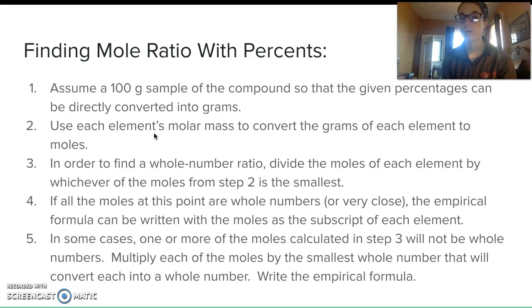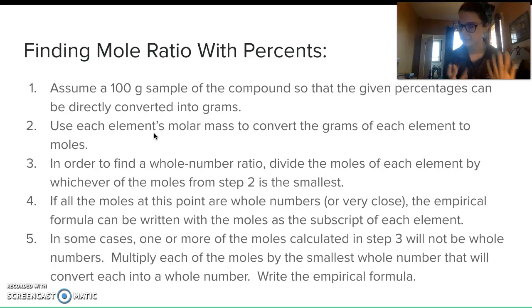In order to find a whole number ratio, we divide the moles of each element by whichever of the moles from step 2 is the smallest. And we'll go through an example that shows this as well. If we have a compound with 3 elements, and we get 0.1, 0.2, and 0.3 moles for those 3 samples, we divide all of those by 0.1 because it is the smallest number.